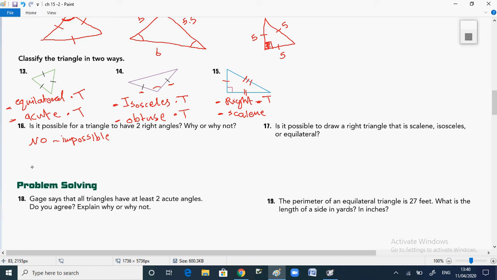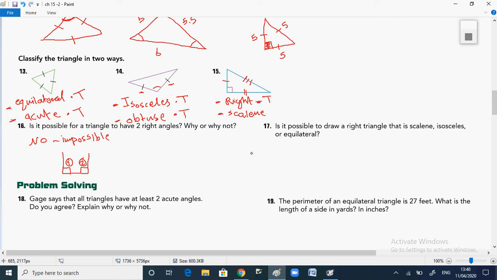Why? When I draw right angle, the other two angles are always acute. Look, this is 90. This is 90. Here I have two right angles, 1 and 2. Now if I want to connect between them, it's not a triangle. So it's impossible to contain two right angles. Is that clear? So it's not possible or impossible.